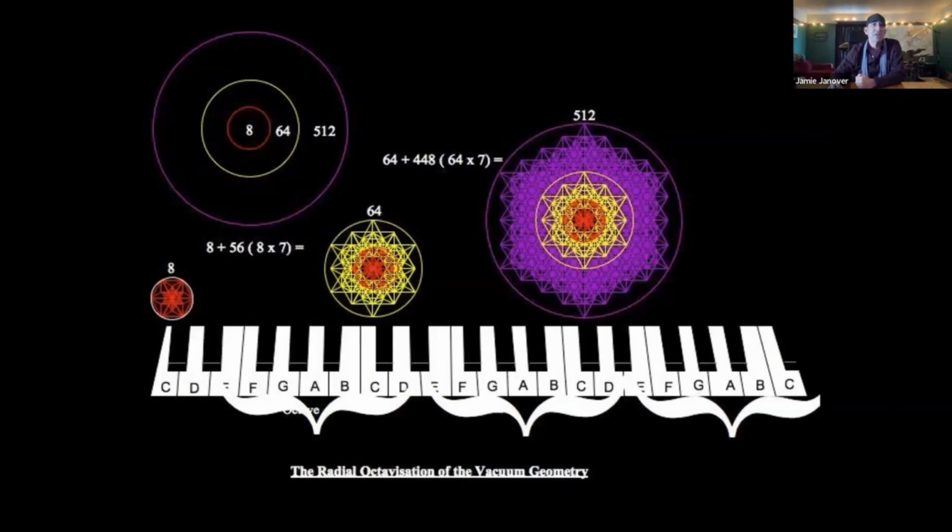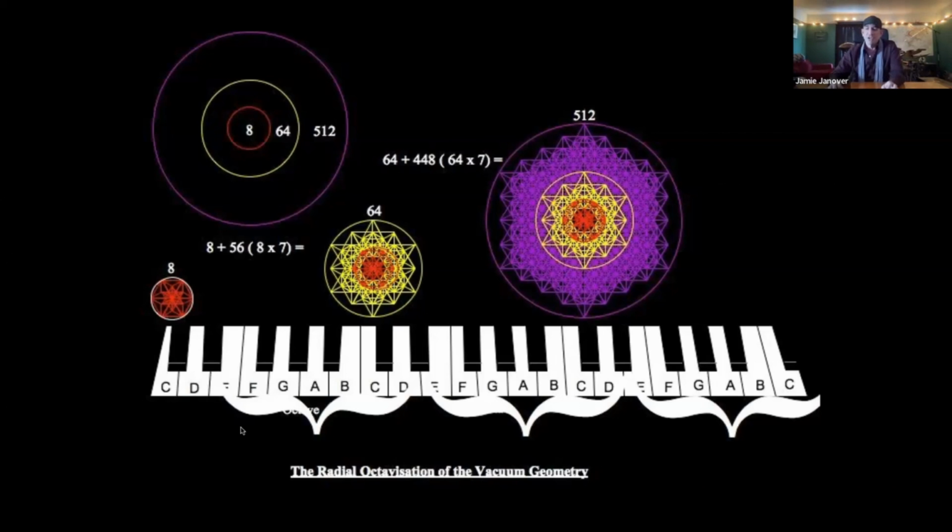You can think of it like music. You've got an octave, and then you get to the next octave, 64, and the next octave, 512. Just like in music, you have a note, and you go up 7 notes, and when you get to the 8th note, just like the 8th star tetrahedron, you get the octave. So this is an octave relationship in the structure of space-time, analogous to the octavization of vibration and the string motion in music in a piano.